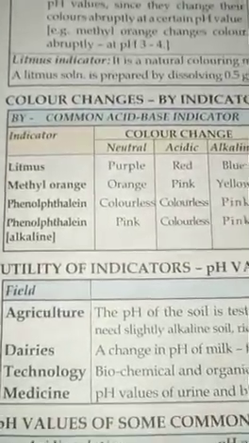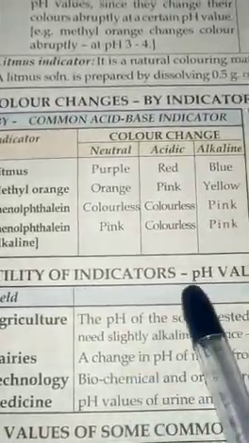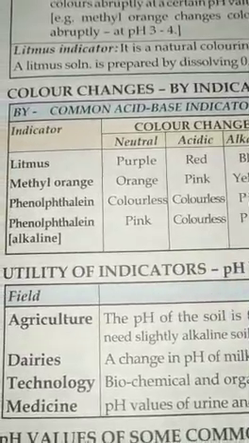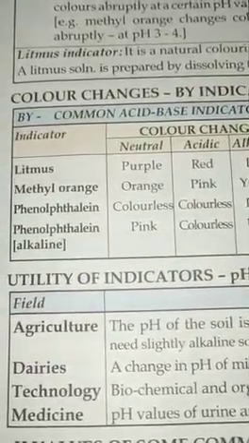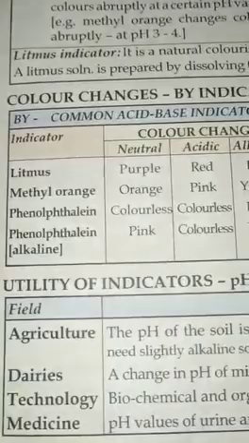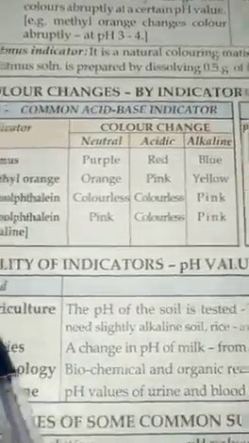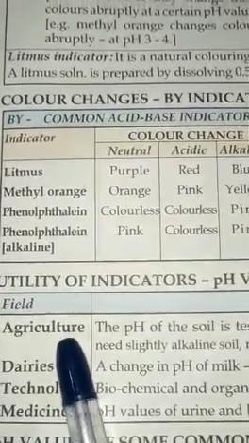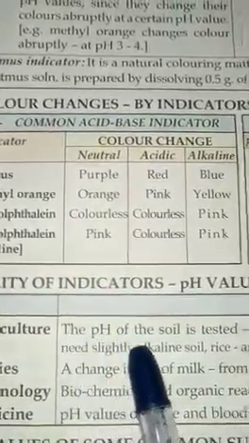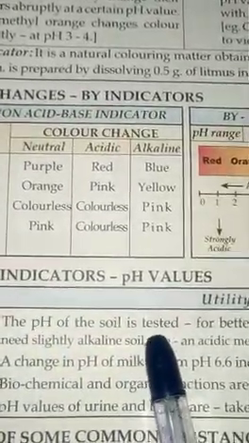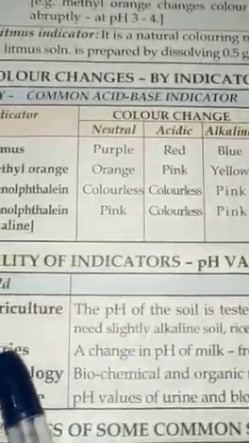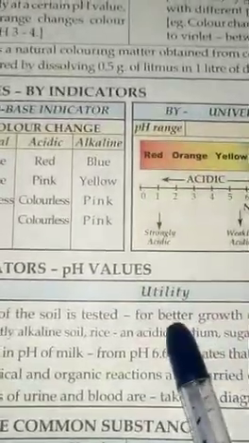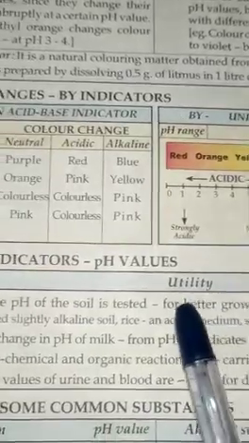Now next is the utility of indicators. Where are the uses of indicators, in which field can we use indicators for the pH values? First is in the field of agriculture. We can easily find out the pH of the soil with the help of the pH paper, and it is used for the better growth of the plants.